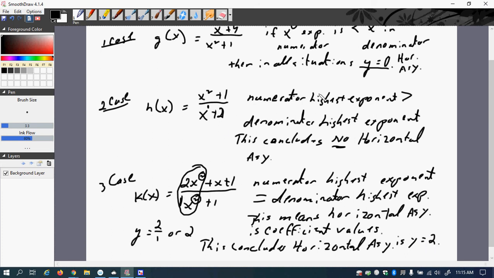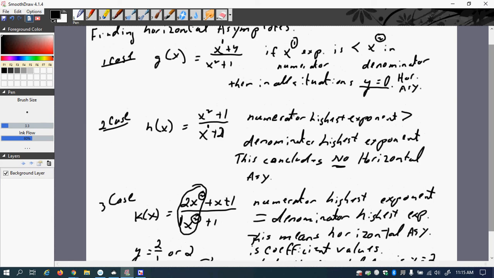So these are the three cases. When the numerator's exponent is smaller than the denominator's, we always have y equal to 0. If the numerator is greater than the denominator, we don't have a horizontal asymptote. But when the exponents are the same, it is the ratio of the coefficients that the function eventually approaches. So these are the three cases.